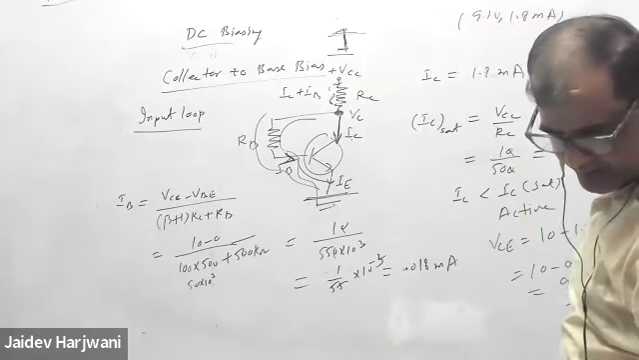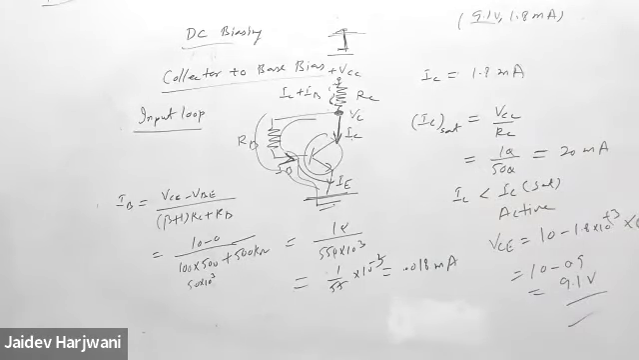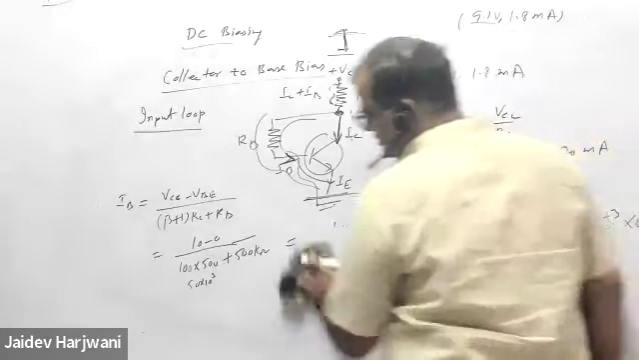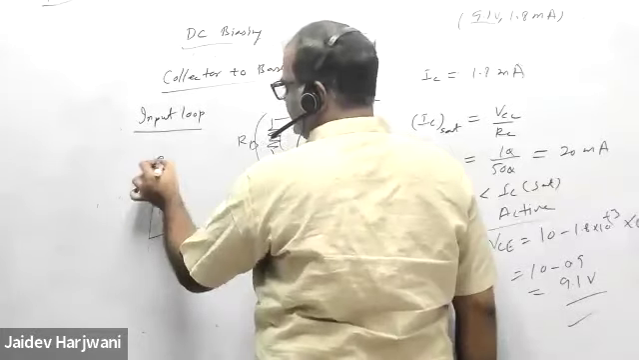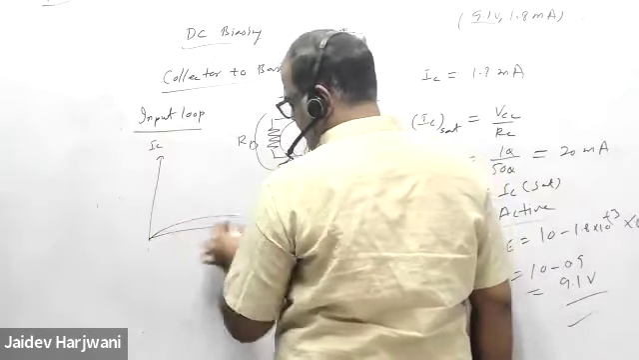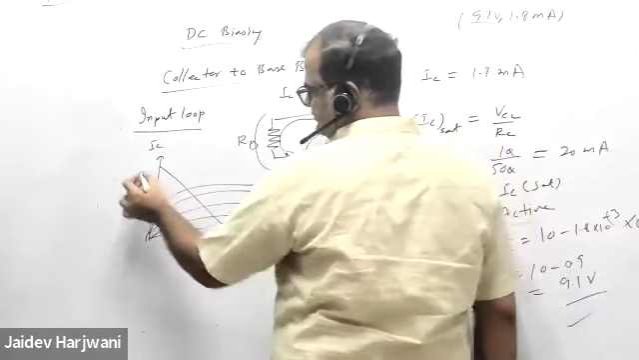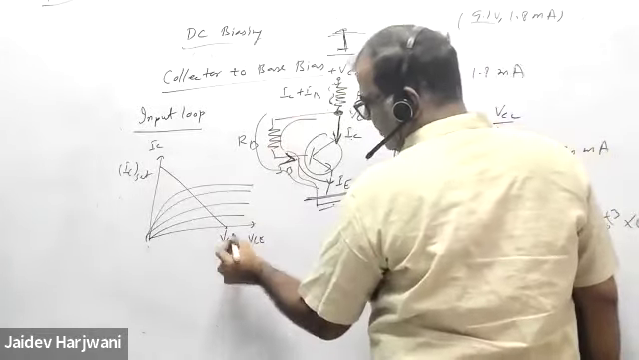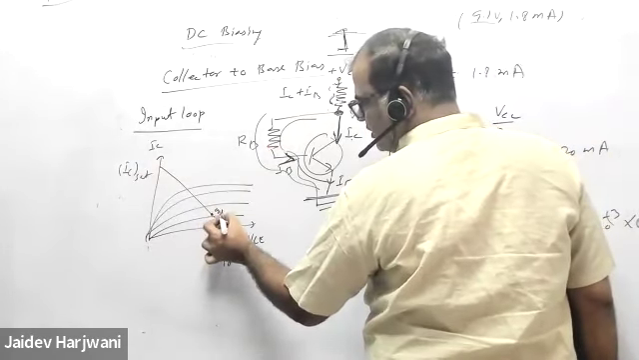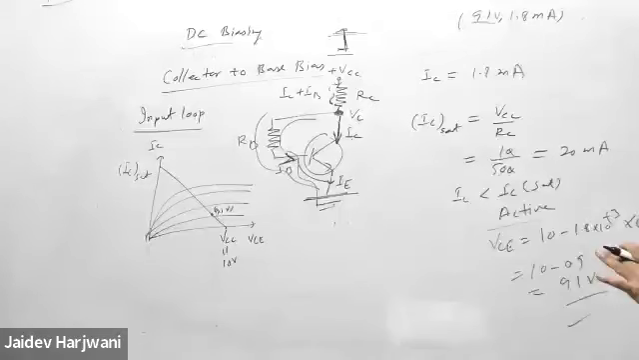Now the important thing to remember is that this is 9.1 volt, close to VCC, and the operation region is active, but you have to keep in mind one thing. This is my IC versus VCE curve. This is my load line. This point is VCC. This point is IC saturation. Now I am getting VCC as 10 volt, but my operating point is somewhere here, 9.1 volt.